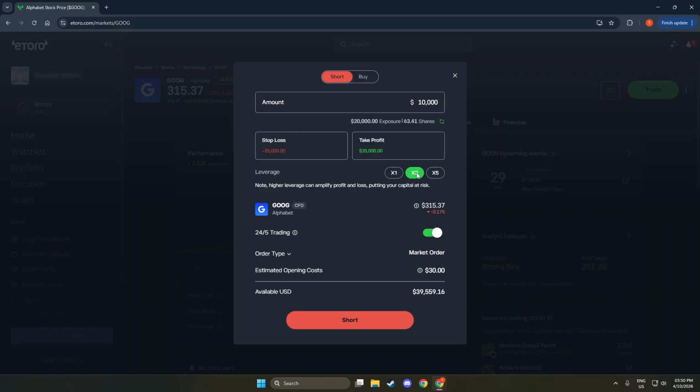When everything looks right, short selected, amount set, optional stop loss and take profit in place, and leverage chosen, click Open Trade, Short. Your order will execute at the current market price or queue for the market to open, depending on timing. Remember, short positions profit when the stock drops and lose when it rises, and they may incur overnight and weekend fees. Monitor your position regularly and adjust your risk controls as needed.